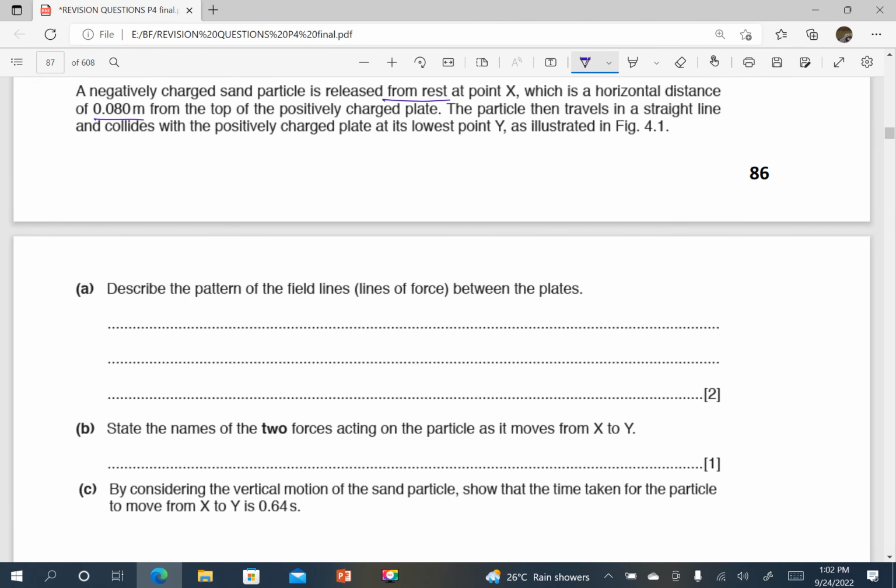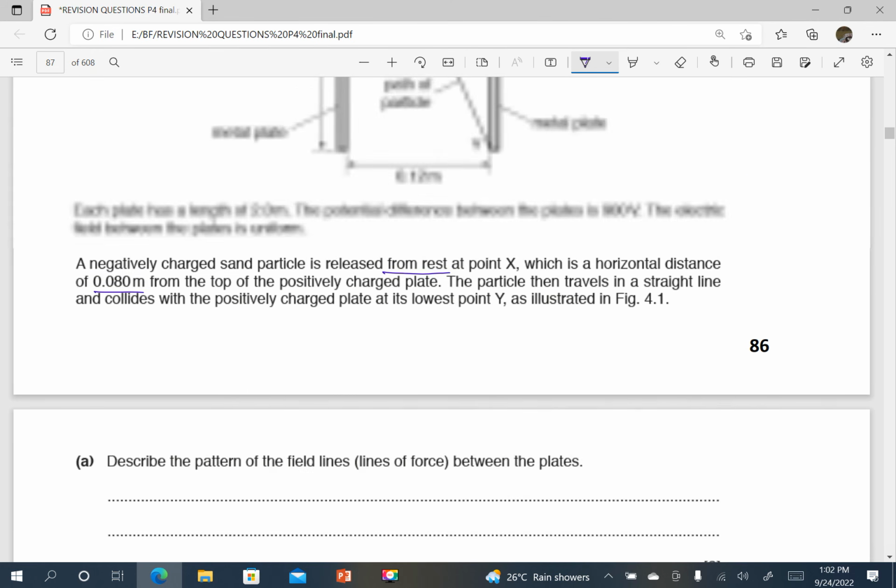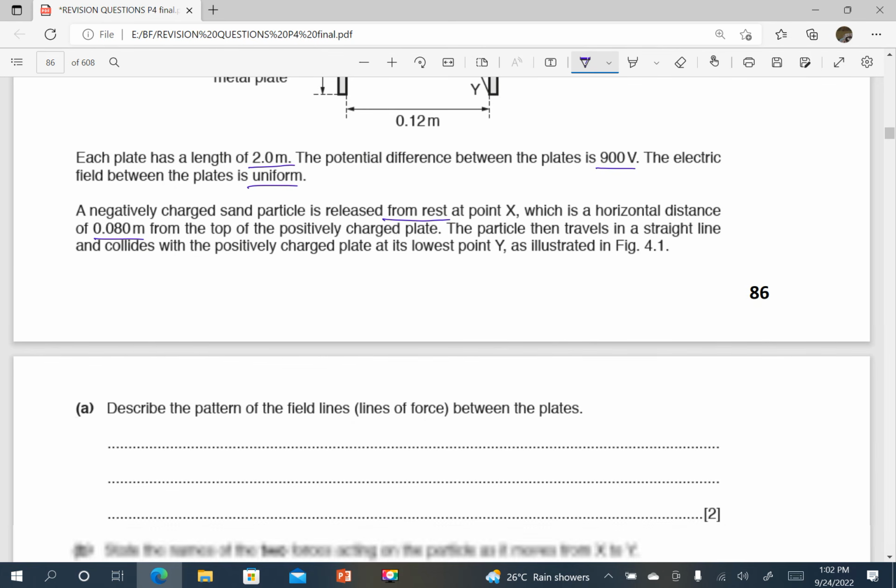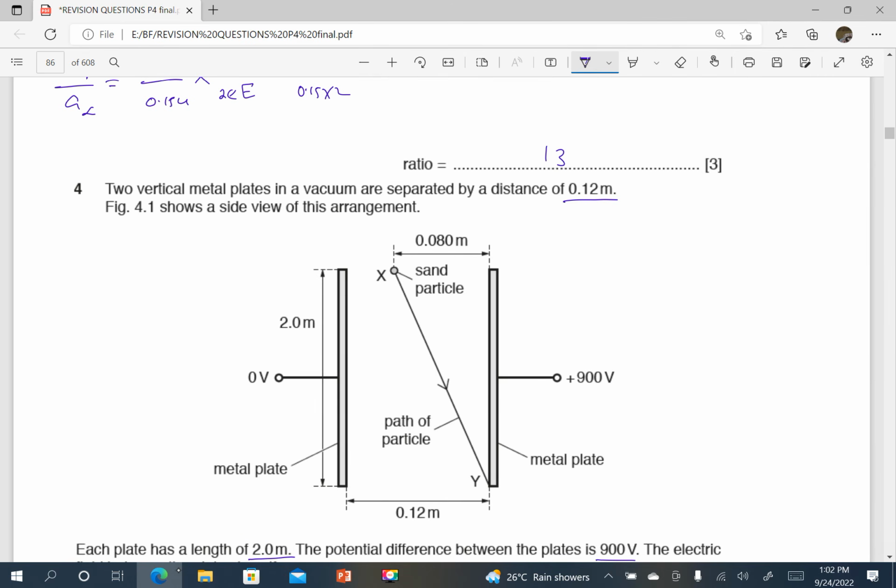Describe the pattern of the field lines of force between the plates. Since the plates are vertical, the field lines are horizontal. That's number one. And note that the field lines originate from high potential to low potential. So the field lines are going to originate from the other side, from the right to the left.